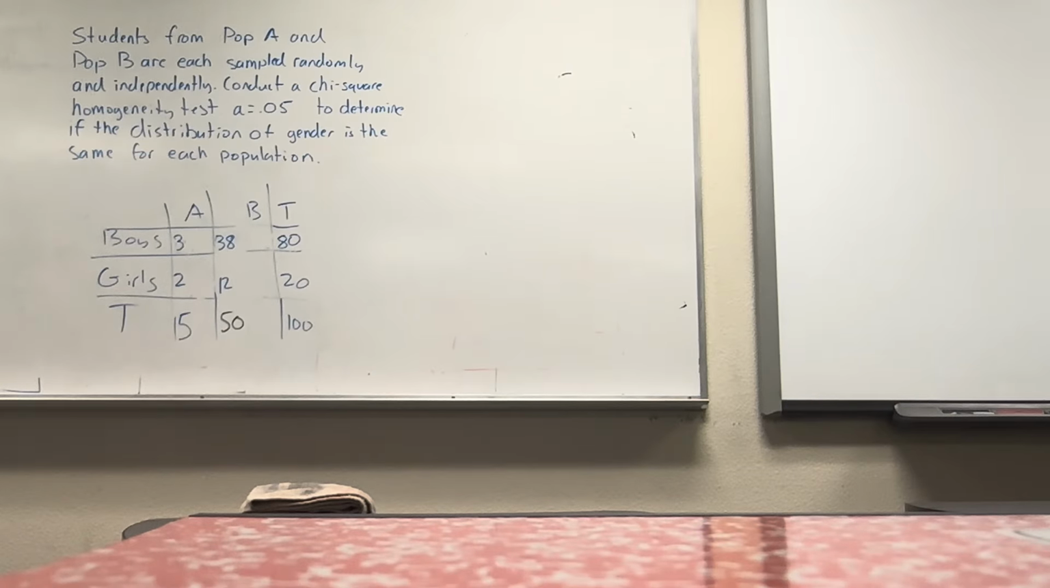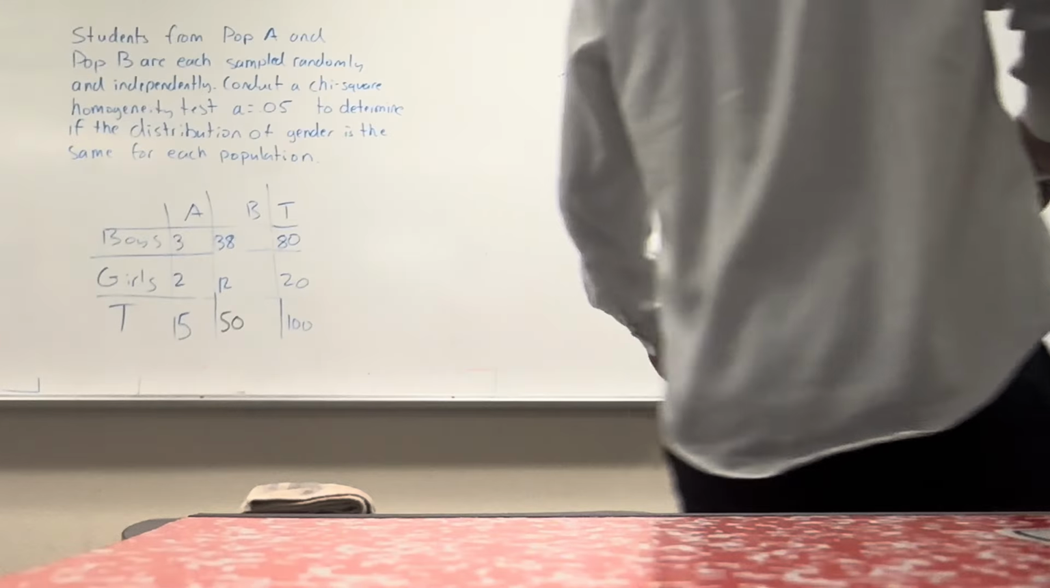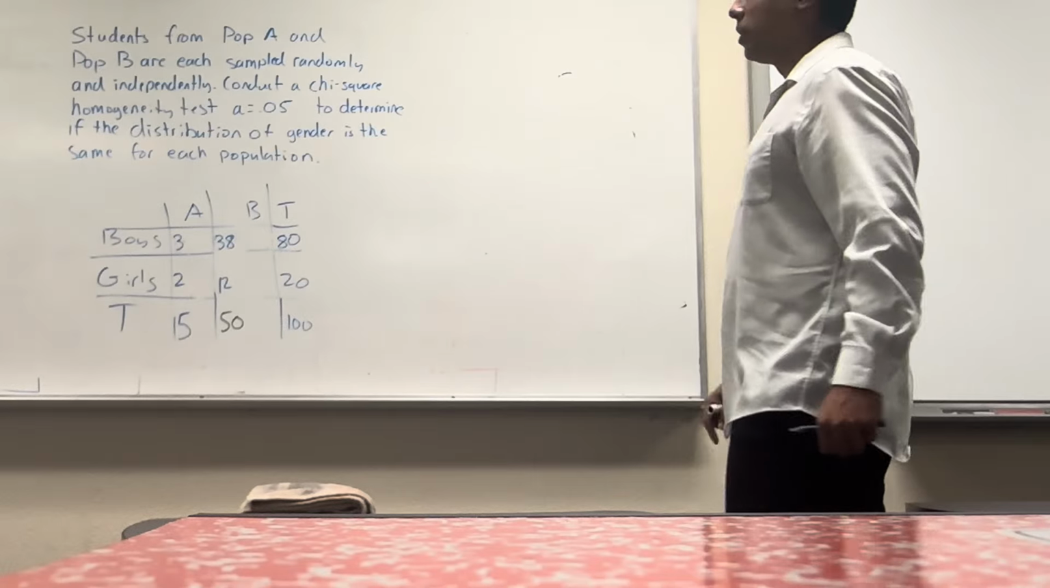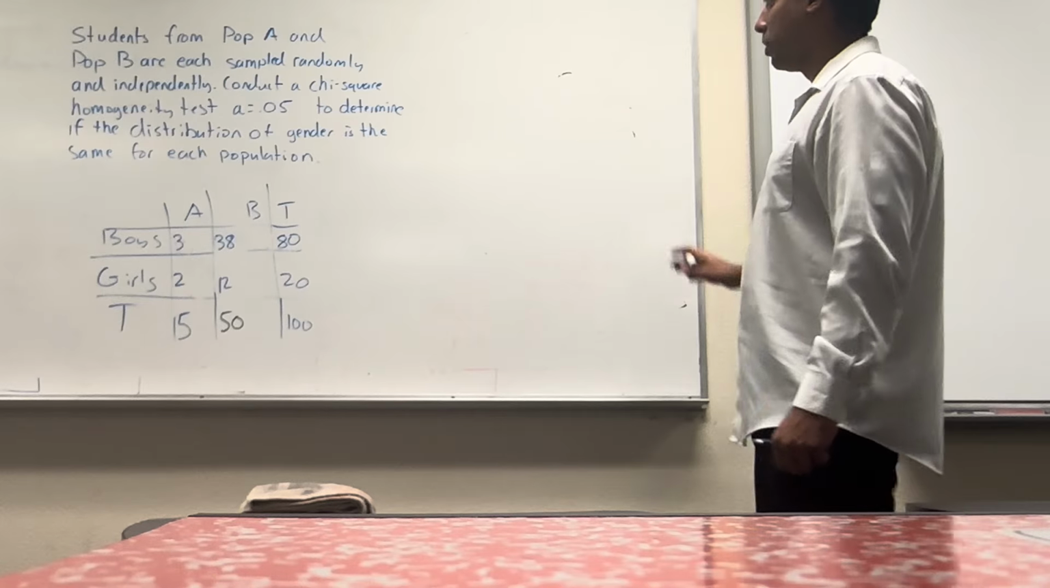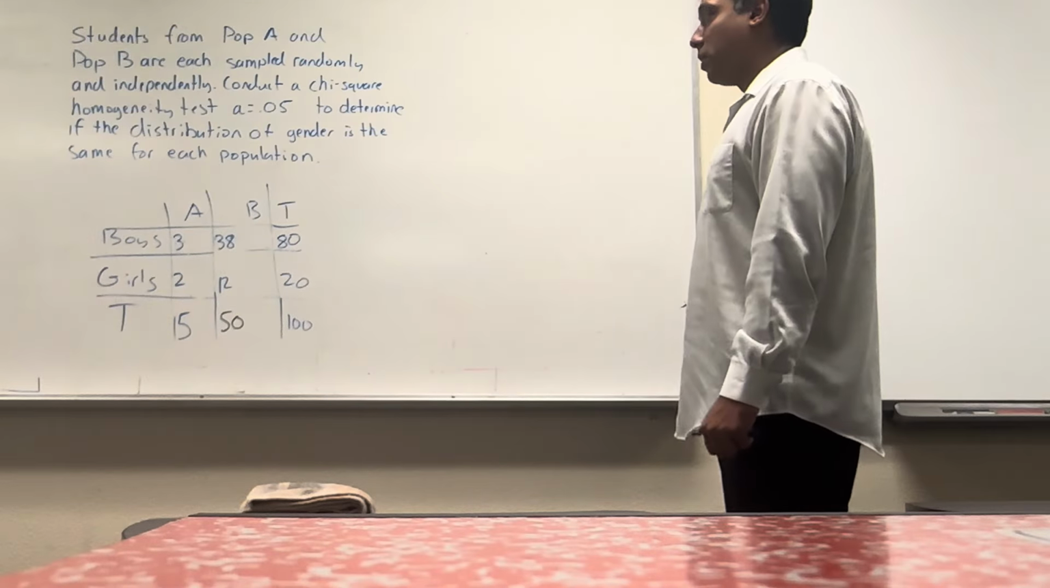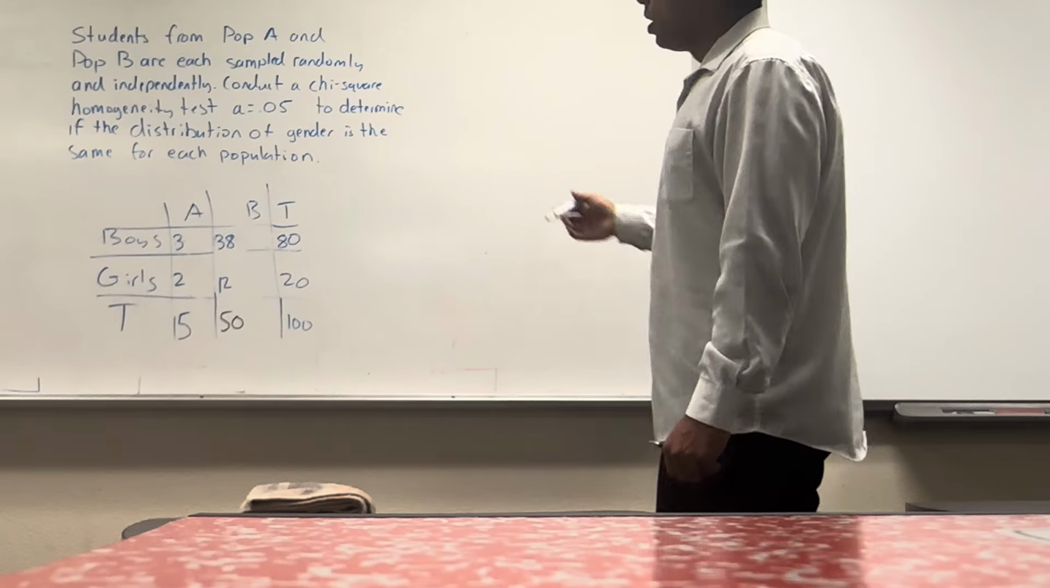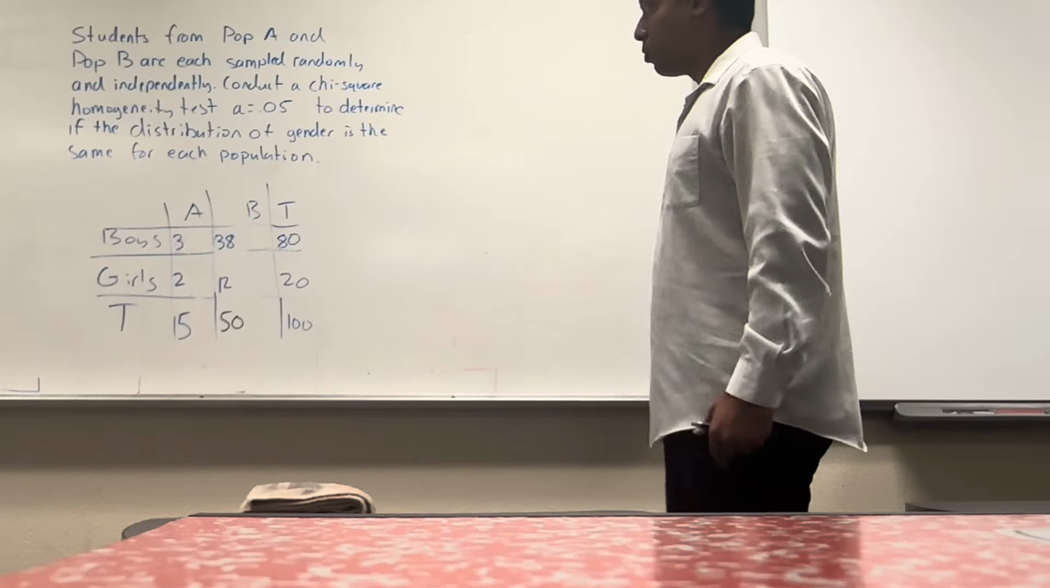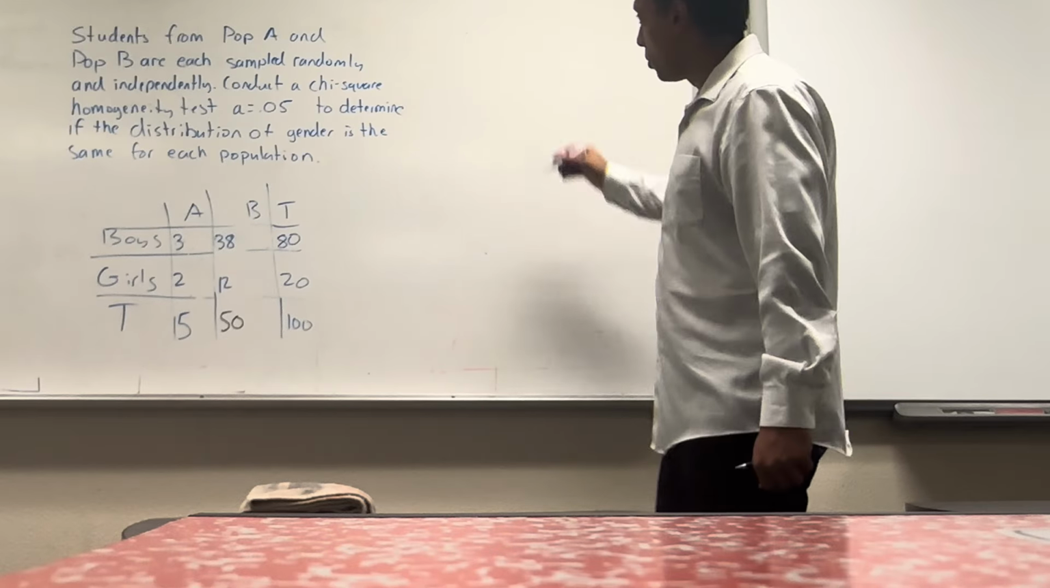All right, students of population A and population B are each sampled randomly and independently. Conduct a chi-square homogeneity test, alpha equals 0.05, to determine if the distribution of gender is the same for each population. So we're sampling A and B separately. That's why it's a homogeneity test, not an independence test. We're going to check for conditions.